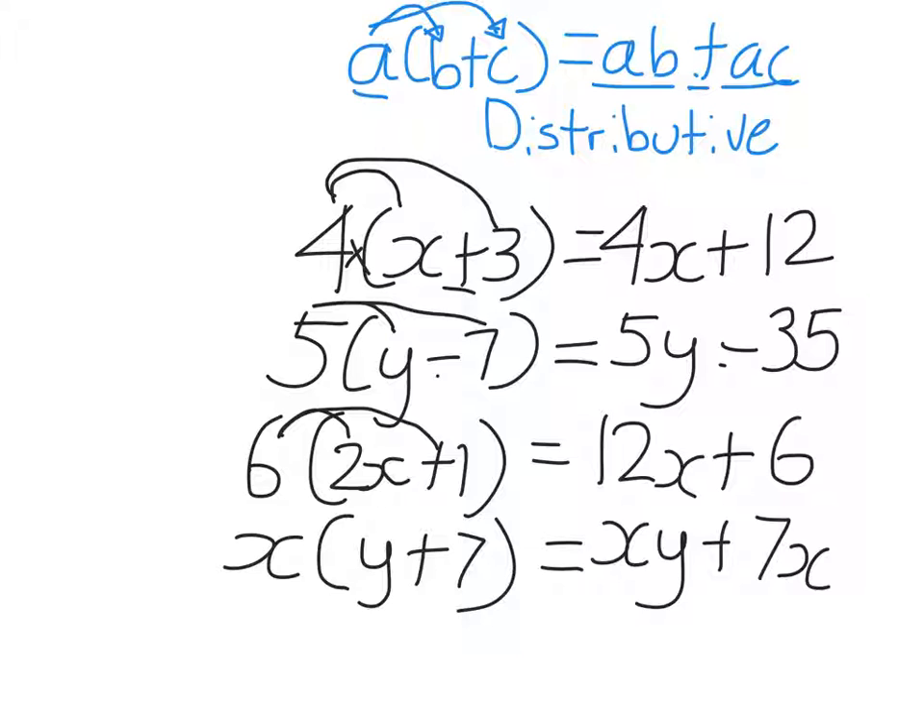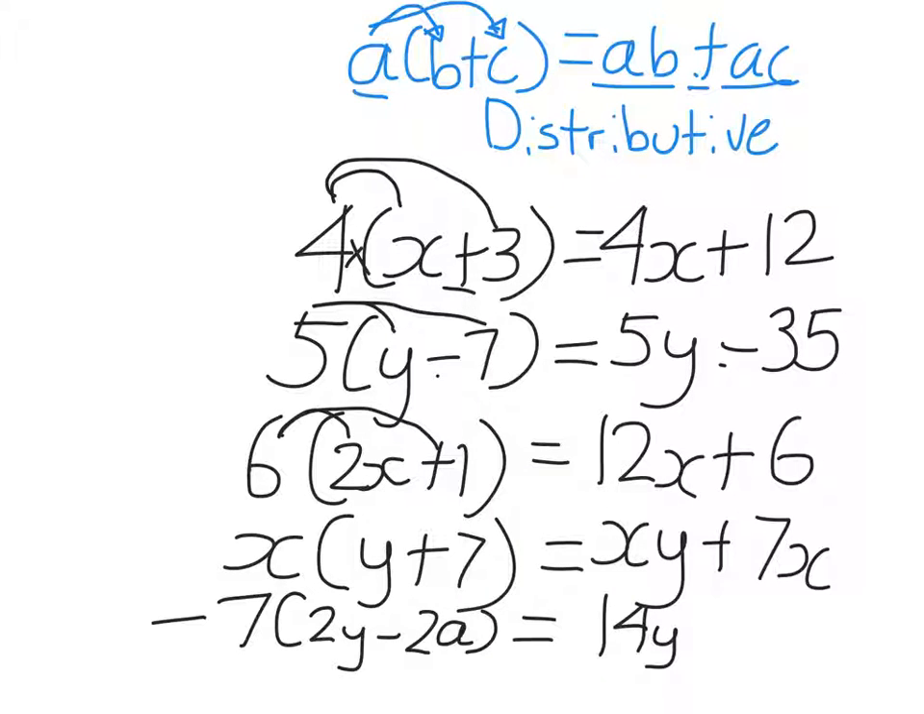Now this becomes a little tricky if you have a negative out the front. So let's say I have negative 7 outside of 2y minus 2a. Okay? Now we have to account for the negative. So 7 times 2y is 14y, but it's actually negative 7 times 2y. So negative times a positive gives a negative. Now when I times negative 7, I have to times it by negative 2a.